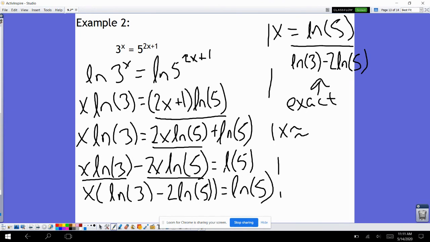So we're going to do the natural log of 5 divided by the natural log of 3 minus 2 times the natural log of 5. Make sure that denominator, that whole thing, is in parentheses. It's about negative 0.7591.